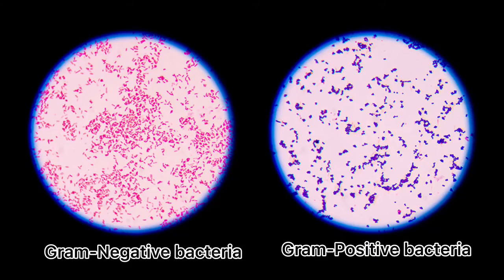As a result, gram-negative bacteria will appear pink. This is because the structure of their cell wall is unable to retain the crystal violet stain, so they are colored only by the safranin counterstain. As for gram-positive bacteria, they will appear purple. This is due to the presence of a thick layer of peptidoglycan in their cell wall, which retains the color of the primary stain.